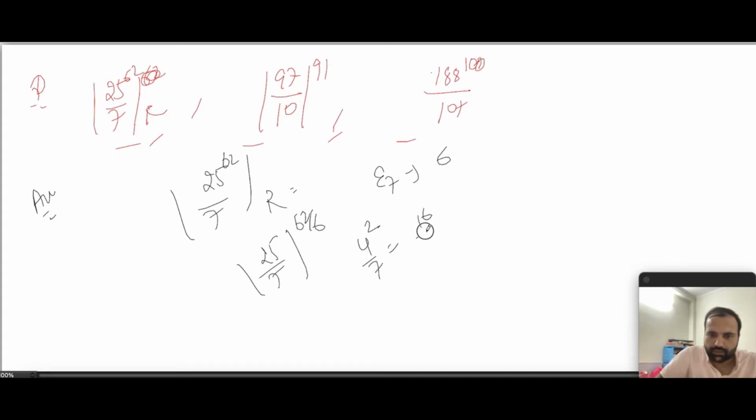So it will be 16 by 7. Again, the remainder cannot be more than the divisor, so our remainder would be 2. Those of you who have stopped over here, that's going to be a blunder, because the remainder can never be larger than the divisor. That's why we have to divide it again. So now we have 2 by 7, so our remainder is 2.